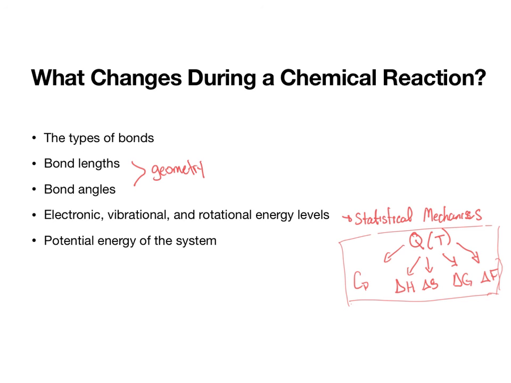Another key piece is that the potential energy of the system changes. And we're going to call potential energy U, until we get some more precise language around what we exactly mean.